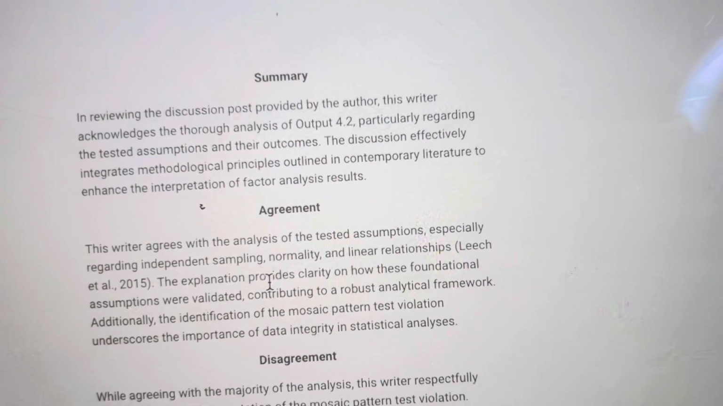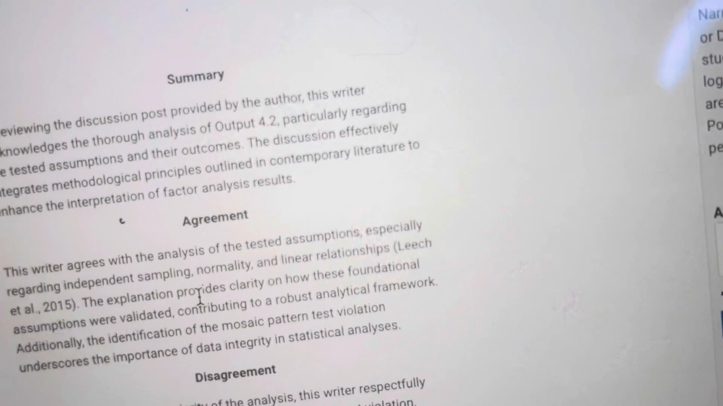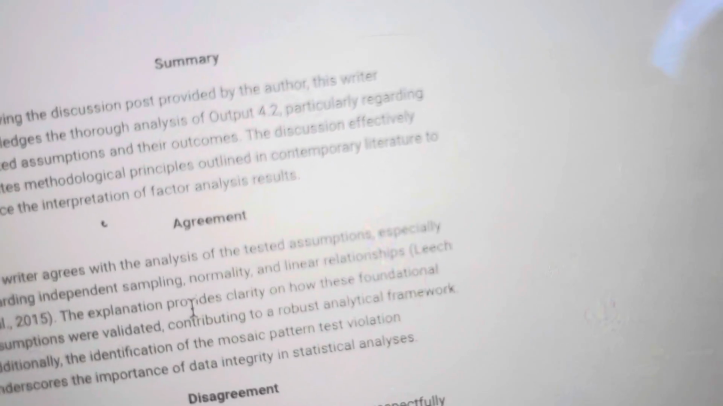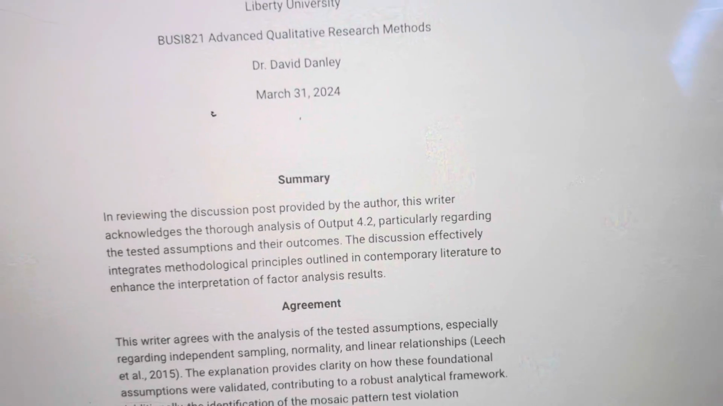I'm a clinical social worker, and I prefer to go by the proper gender pronouns or the name that the individual prefers to utilize. And that's why. Now let's actually go to the discussion thread itself.